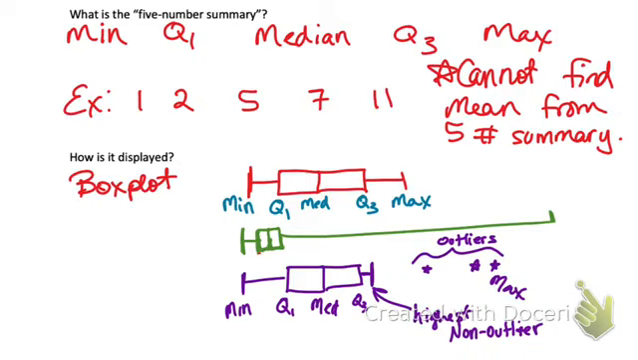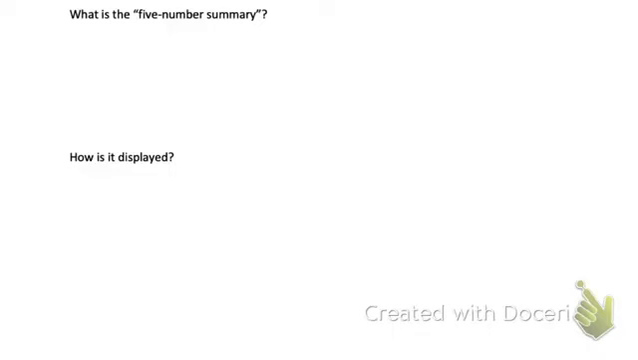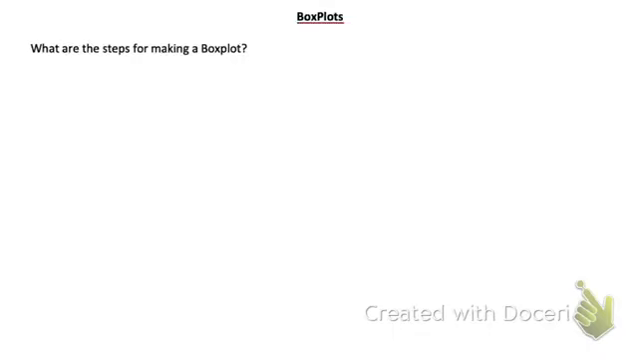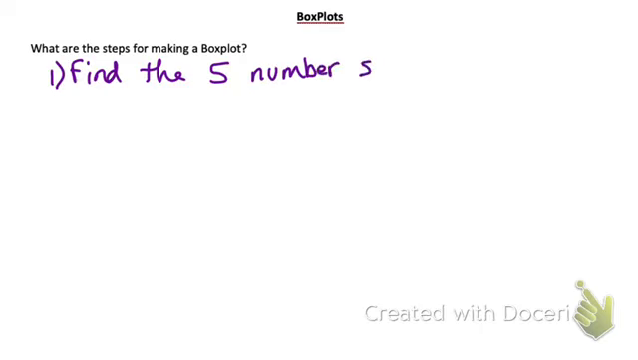All right. Well, let's write down how to make a box plot. What are the steps for making a box plot? Here's your first step. Number 1. Find the 5-number summary. It would seem like this would be an important thing to have if the box plot is actually displaying the 5-number summary. So, seems like we would need to have the 5-number summary.